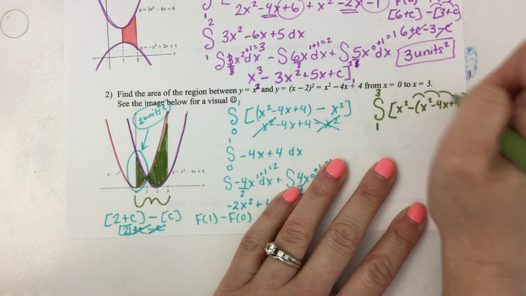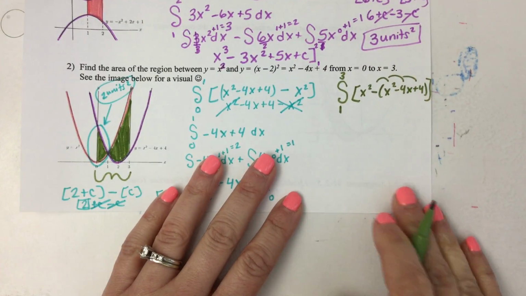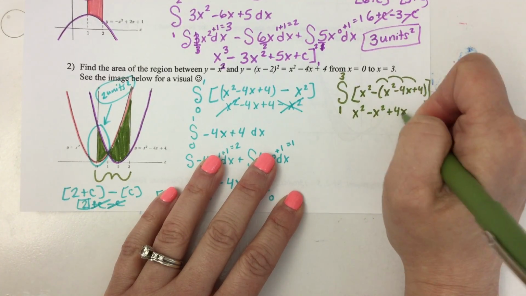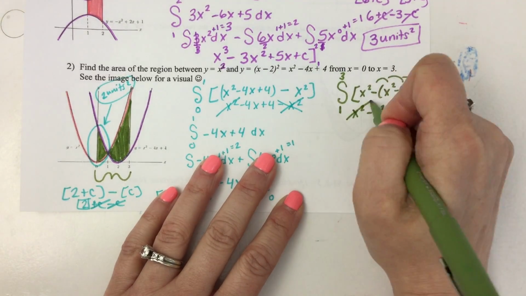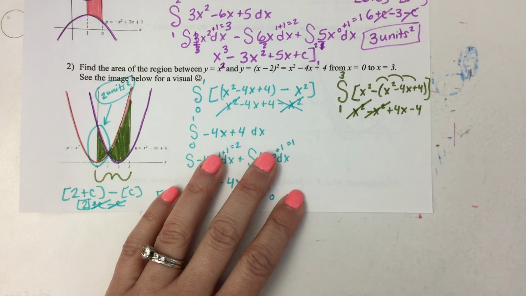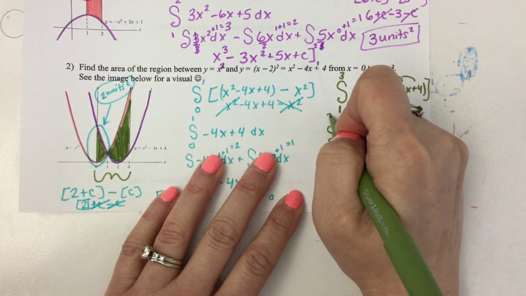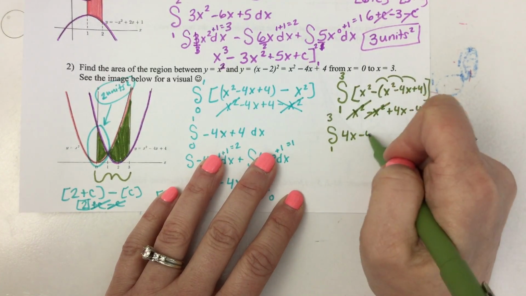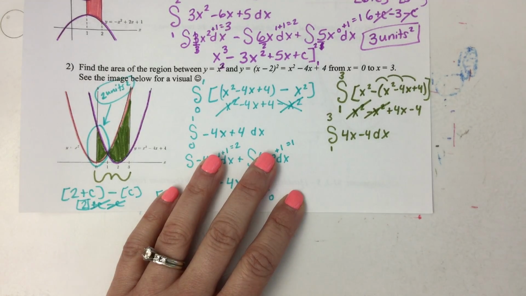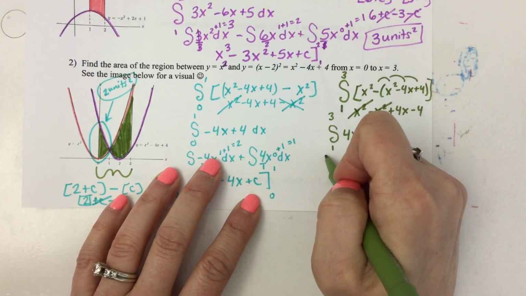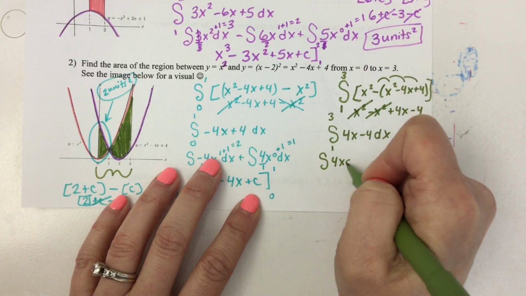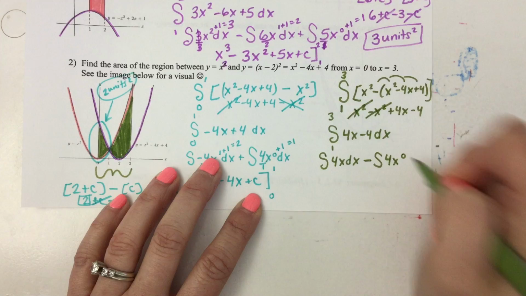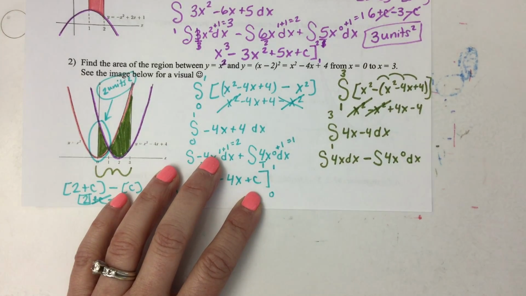So I have to distribute that negative in because you're subtracting something that has more than one term. X squared minus x squared plus 4x minus 4. Positive x squared and negative x squared cancel. So we are looking at a definite integral from 1 to 3 of 4x minus 4 dx. Now you take the antiderivative of each piece: the antiderivative of 4x dx minus the antiderivative of 4x to the power of 0 dx.